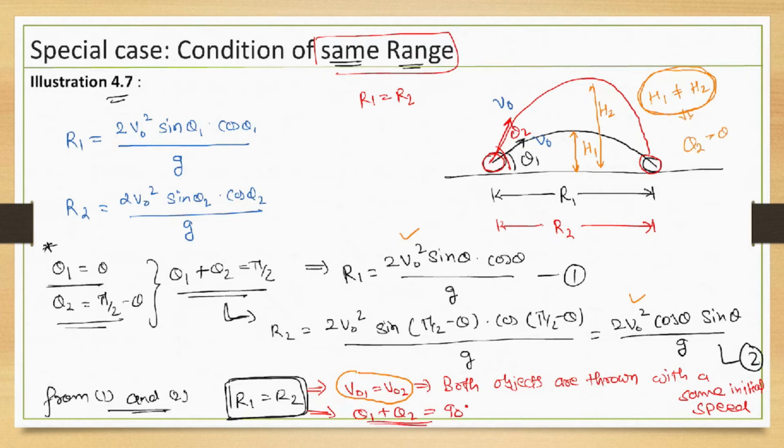Here theta 2 greater than theta 1 means h2 greater than h1.